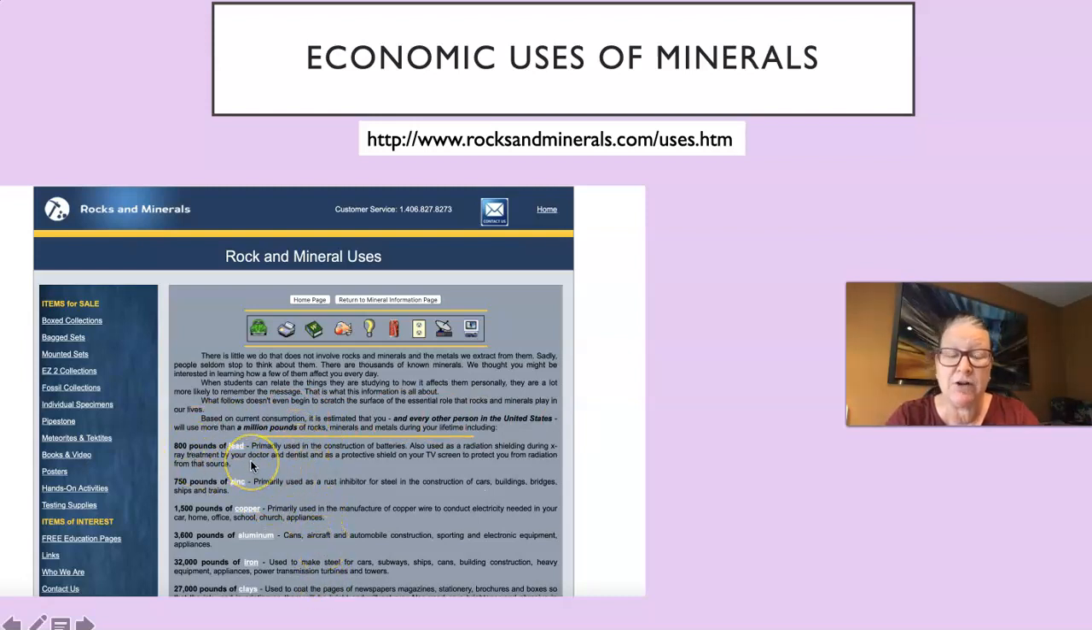For example, 800 pounds of lead per person is being used in construction of batteries, radiation shielding during x-rays, the dentist and the doctor, protective shield on TV screens.